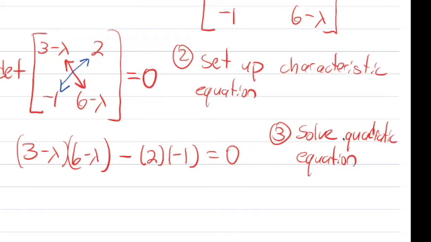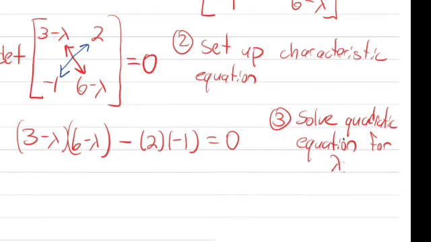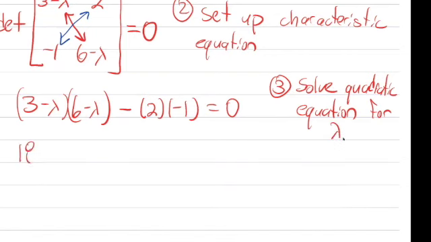So it's kind of a three-step process. First you've got your matrix, take the determinant of that matrix, and then solve the resulting equation for lambda. So this would give us 18. What do we get here? Minus 9 lambda plus lambda squared plus 2.